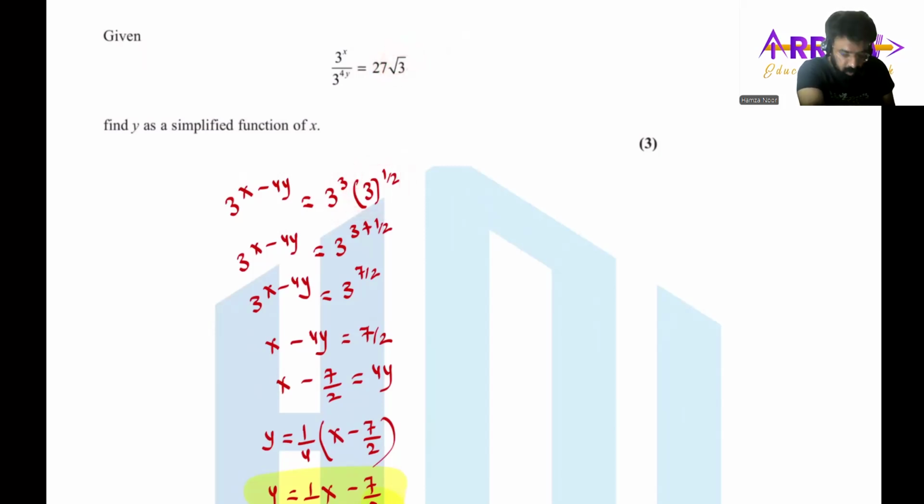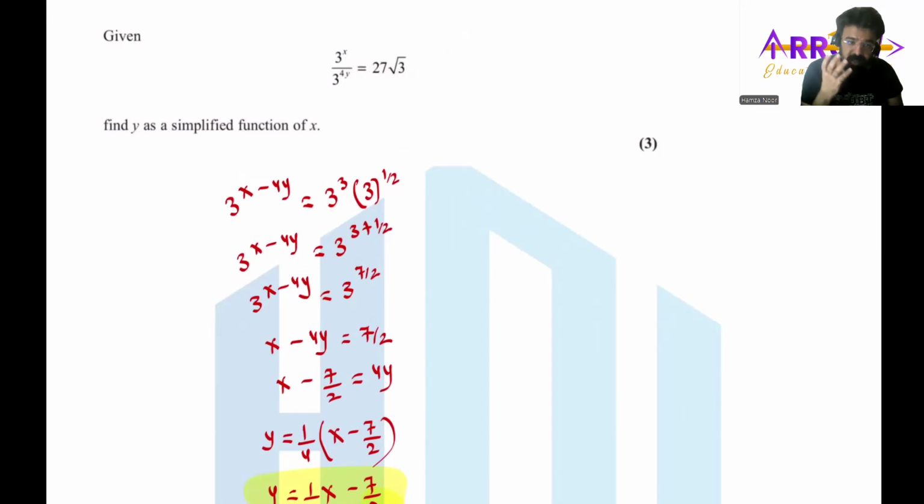According to the laws of indices, since the bases are the same, the powers are going to be added because these two terms are being multiplied. So 3 raised to the power of 3 plus half. Therefore we can say that 3 raised to the power of x minus 4y is equal to 3 raised to the power of 7 over 2. Agreed with this or not?